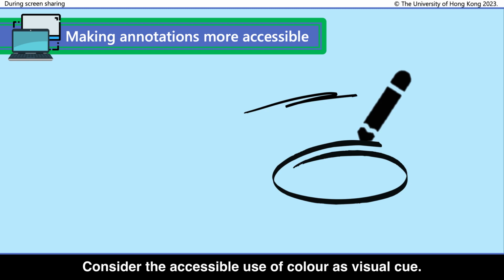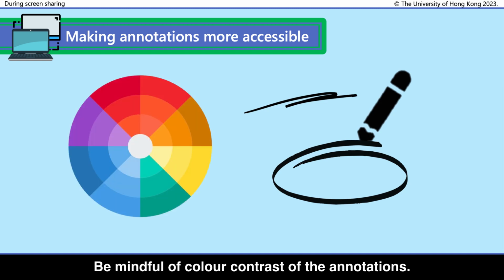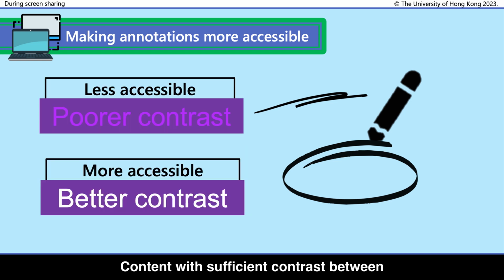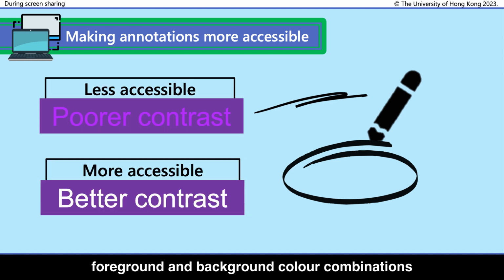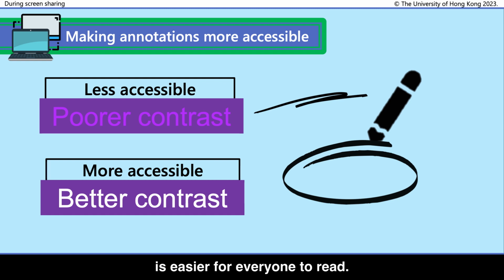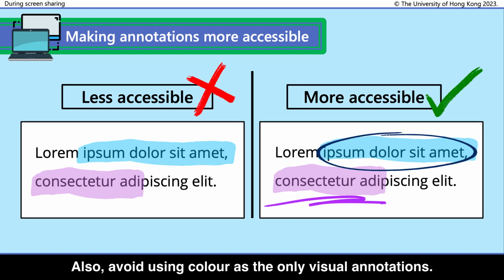Consider the accessible use of color as a visual cue. Be mindful of color contrast of the annotations. Content with sufficient contrast between foreground and background color combinations is easier for everyone to read. Also, avoid using color as the only visual annotation.